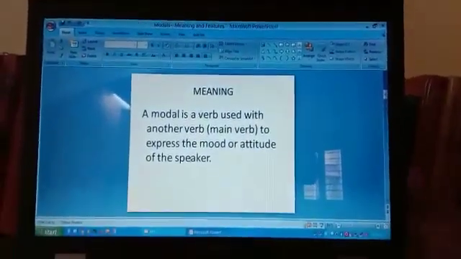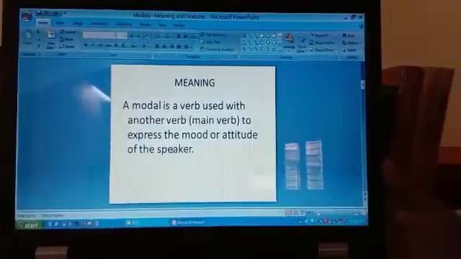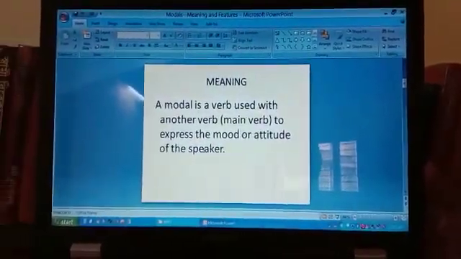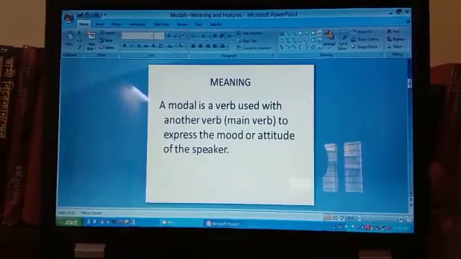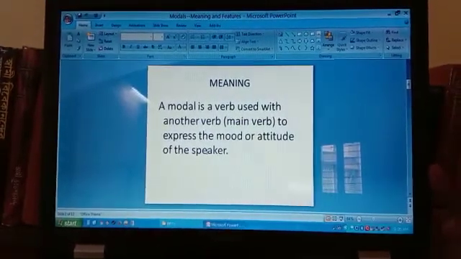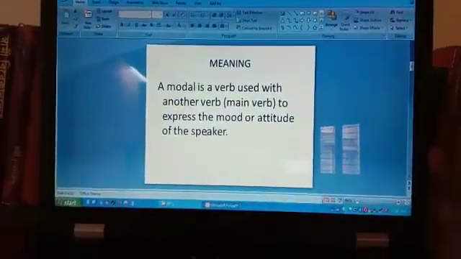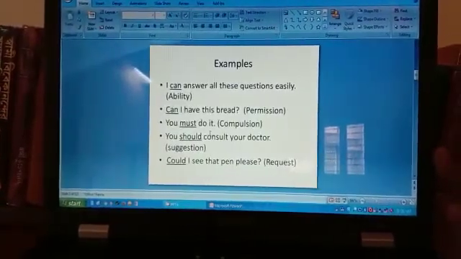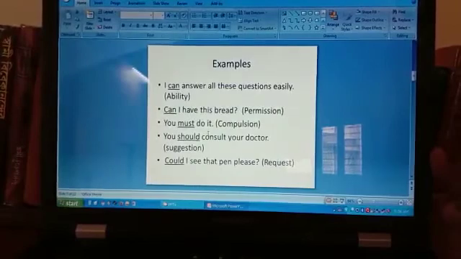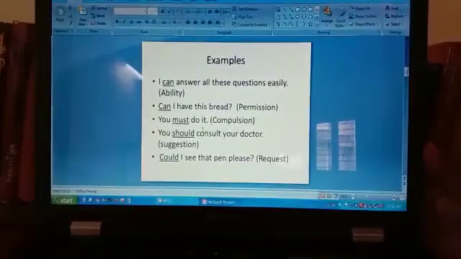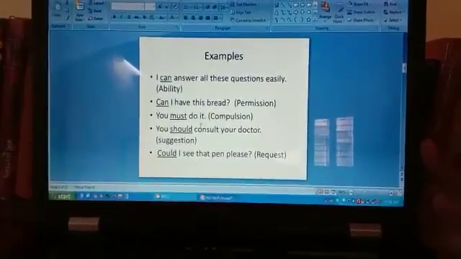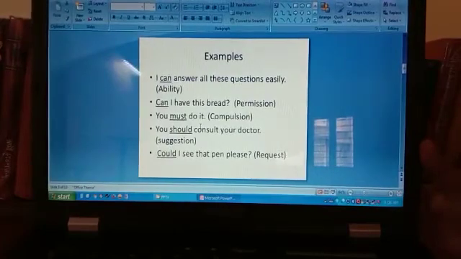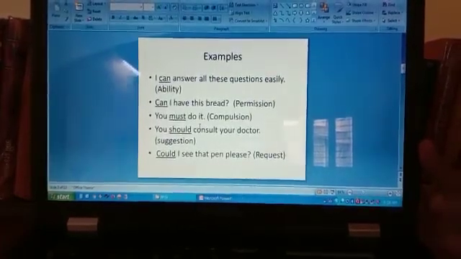What is the meaning of a modal? A modal is a verb used with another verb, especially the main verb, to express the mood or attitude of the speaker. Let us see some examples. I can answer all these questions easily. Here, in this sentence, the speaker is talking about his own ability.